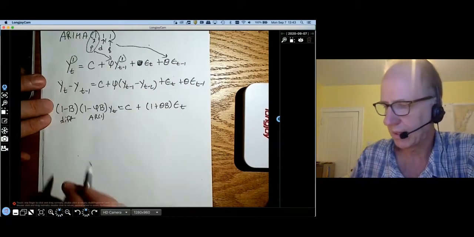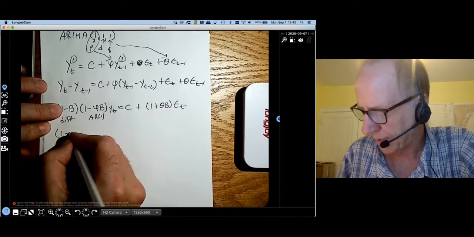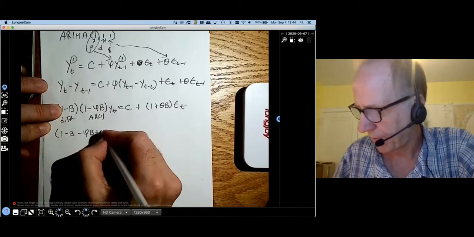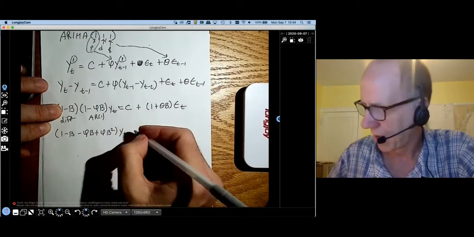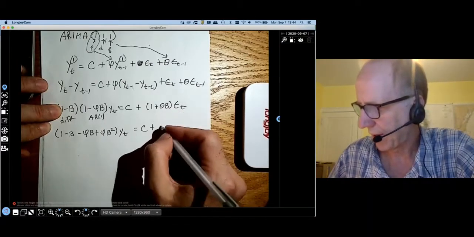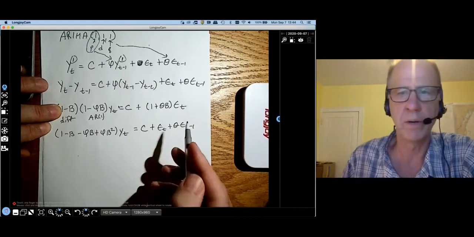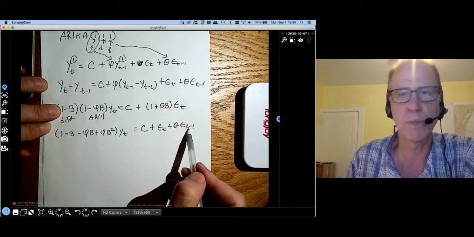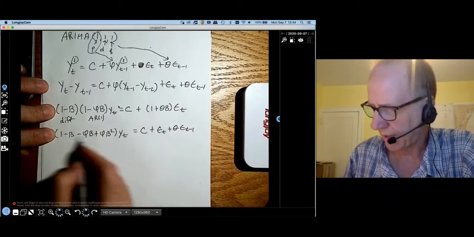What's always a good idea, confirm this. So we can multiply this out, just 1 minus B minus phi B plus phi B squared, all applied to y_t. On the right-hand side, we have c plus, well, might as well write this out, epsilon sub t plus theta epsilon t minus 1, where when I take B times epsilon t, that gives me epsilon t minus 1. Let's go distribute y_t across all of this.